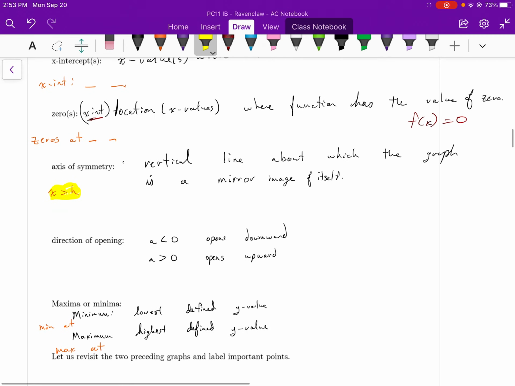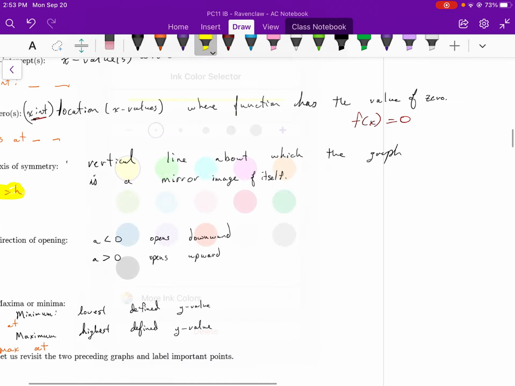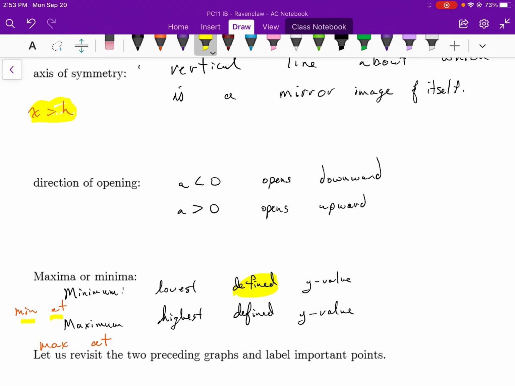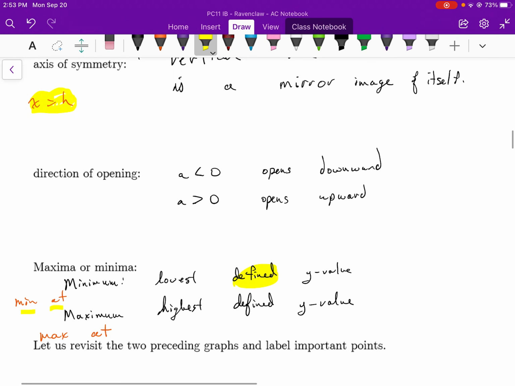The direction of opening isn't that big of a deal. If we've seen this before, if a is less than 0, our graph opens downward. If a is greater than 0, it opens upwards. Now, maxima or minima. So this is kind of interesting. The minimum is the lowest defined y value. So we say minimum at, and we give the value where it's minimum. The maximum is the highest defined y value.